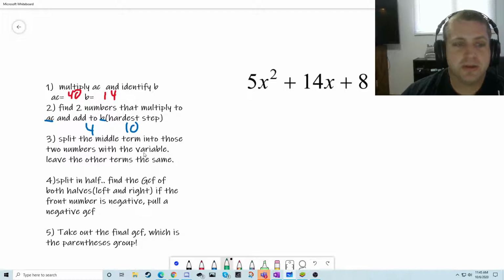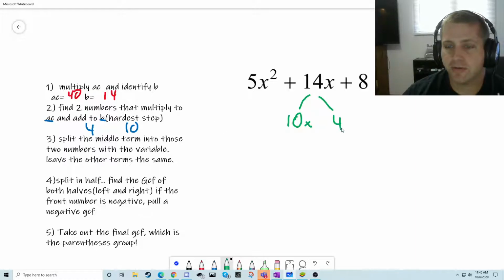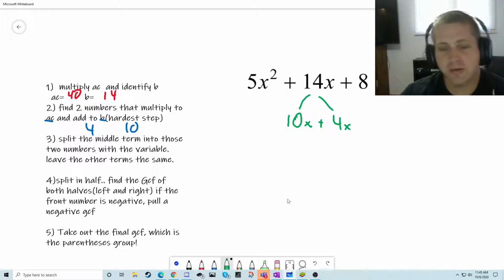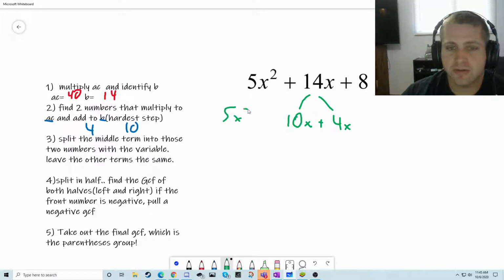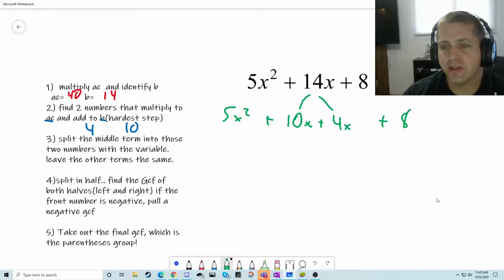Third thing, split the middle term into those 2 numbers with a variable attached. You can do it in either order. I'm just doing it this way for fun. If you think about it, 10x plus 4x is 14x. Those are like terms, I could just combine them. So the whole point of finding the 2 numbers is to split it into the right ones. The other numbers stay the same, so I don't have to mess with the 5x squared or the 8. Okay, done with step 3.